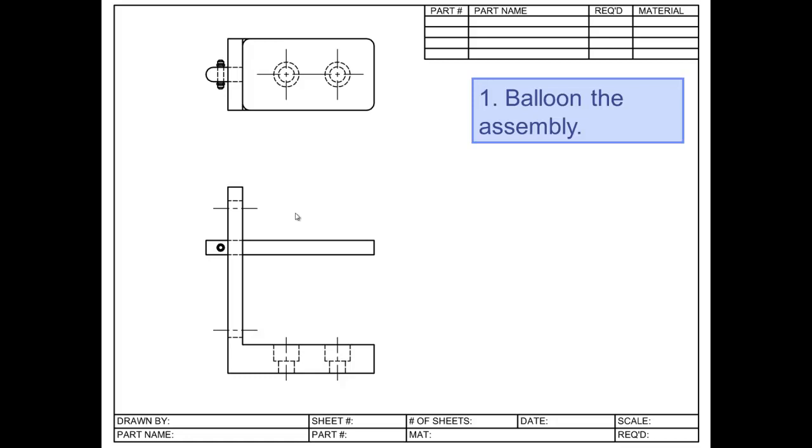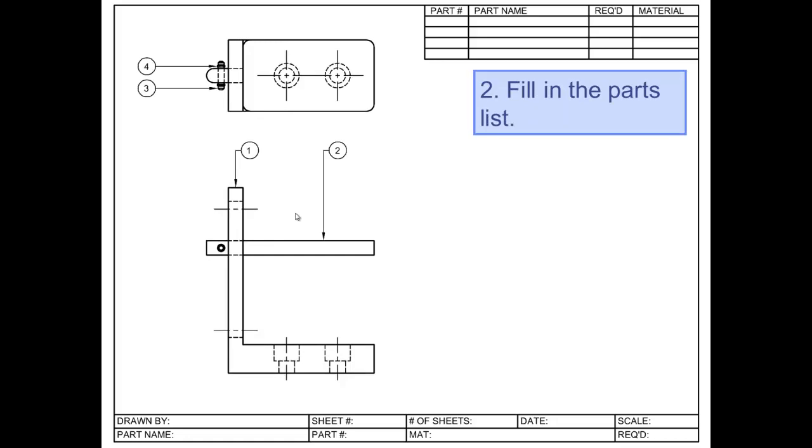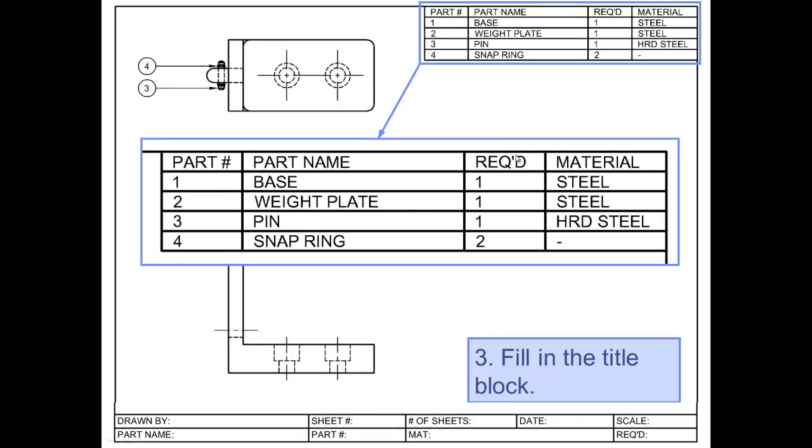We're going to do all this in Solidworks in a second, but I'm just going to go through it so you can understand the concept. If I balloon it, you'll see that I have 4 parts: a pin, a snap ring, this L shape, and the cantilever. After I balloon it, I fill my BOM table. So I get something like this.